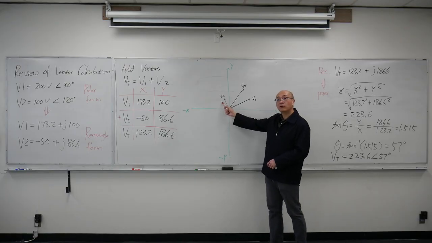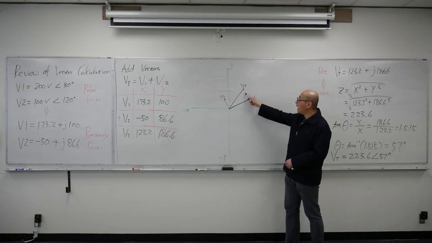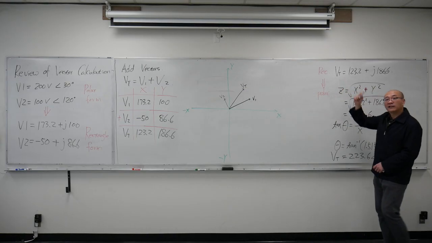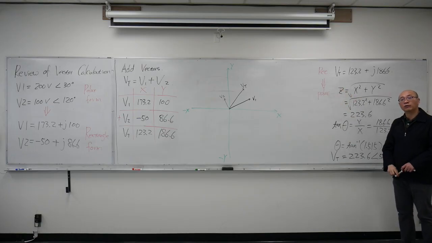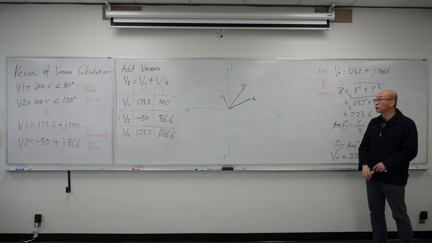Vector 2 will be represented down here, 100 at 120 degrees. When we add them, the total vector is going to be down here. Once we have the vector in rectangular form, we can convert that vector into polar form. All we have to use is the trigonometry functions.